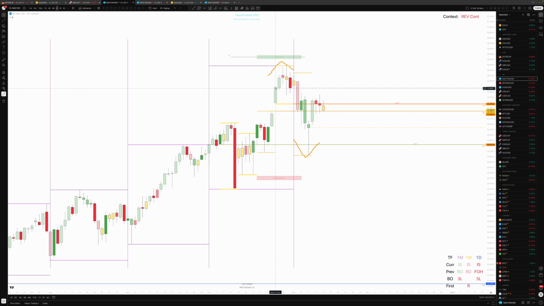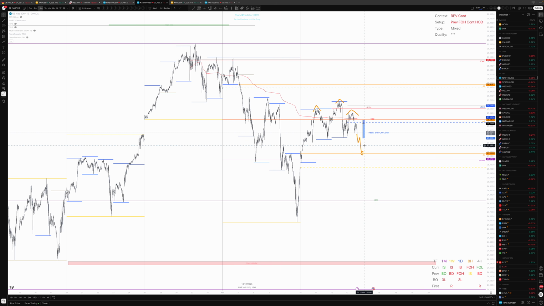We don't know, of course, and at the moment we are trading into this weekly switch level, so this is something to watch. Interestingly, I don't have it on here, so let's fix that.